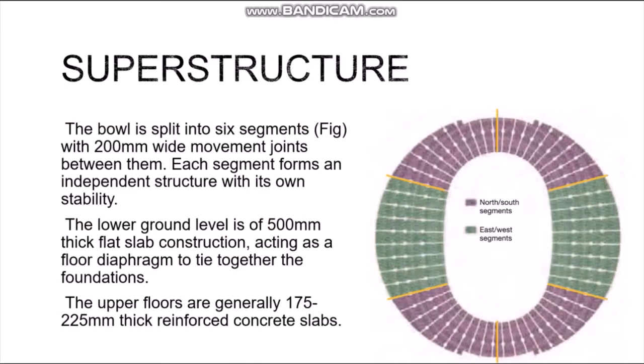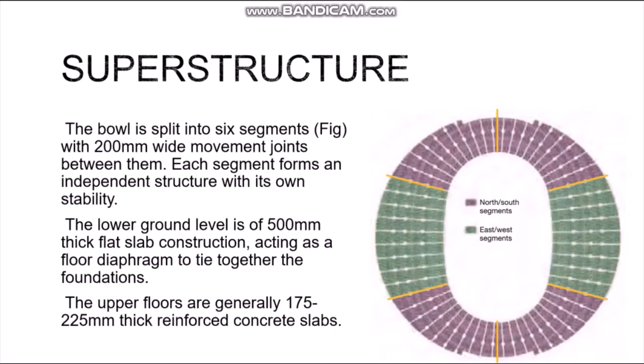The bowl is split into 6 segments with 200 mm wide movement joints between them. Each segment forms an independent structure with its own stability system provided by column beam frame action, and a concrete staircase and lift core. The 6 segments are between 120 meters and 150 meters long.